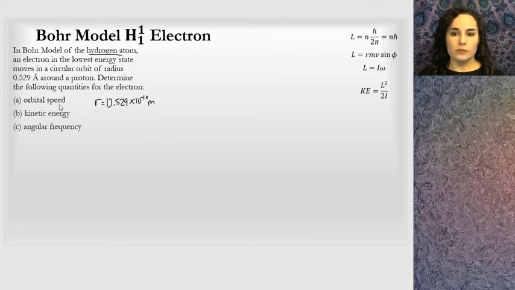Okay, orbital speed. So to me, that's the velocity. Kinetic energy. Okay, I recognize that. And angular frequency. This is frequency. And remember, angular frequency is related to the angular velocity in rotational motion. I'll also write down for us the mass of the electron. We're going to need the mass of the electron is 9.1094 times 10 to the negative 31st kilograms.